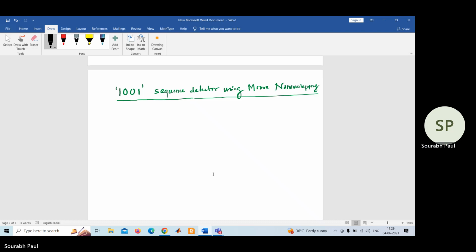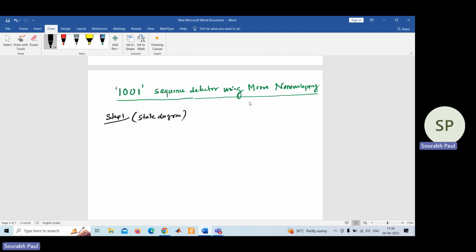Now, first of all, the most important thing is how to make the state diagram. Okay, that is the most difficult thing students find. So we need to understand how to make the state diagram. Okay, now step number one is we have to make the state diagram. Okay, so how to make the state diagram?